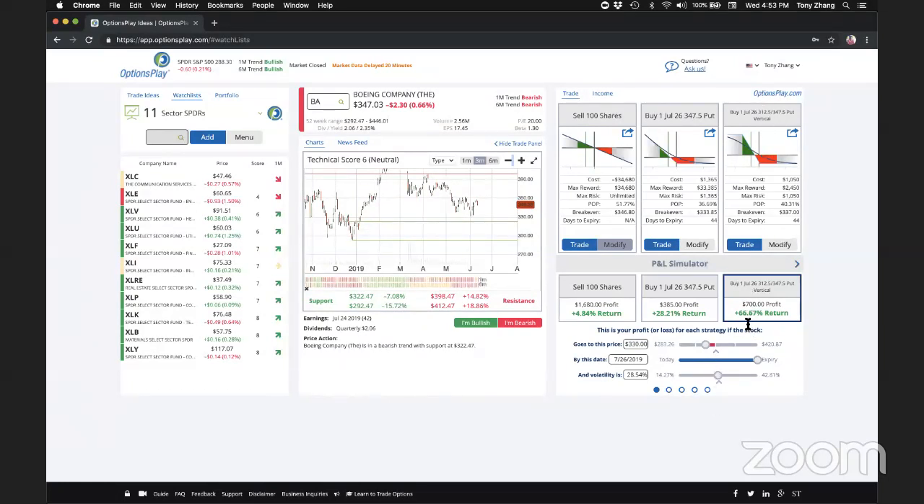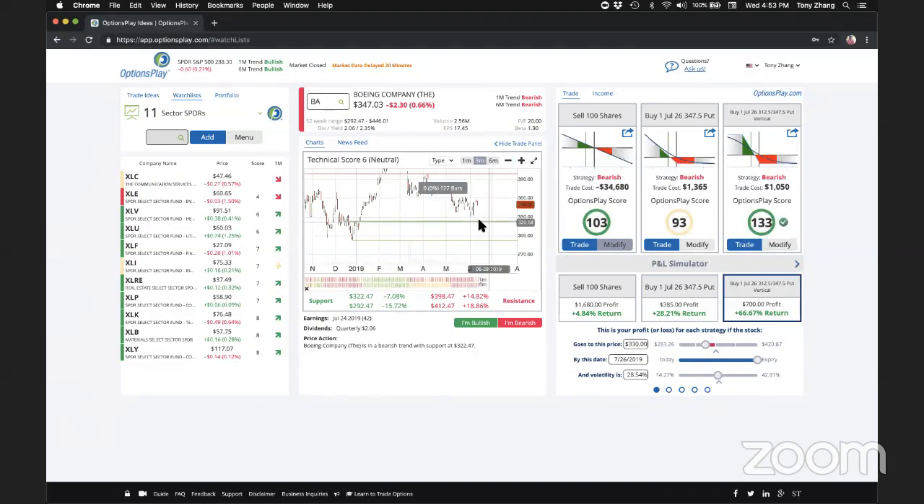And as you can see, if I do that, I increase my returns from 385 to 700. So almost double the returns. And because it cost me less to get into the trade, the returns are actually more than double. These are the types of strategies that you typically see. And I can say, okay, what happens if the stock moves down to 322, which is that support level? As you can see, things get really magnified. Just that $300 that I saved goes from an 86% return to a 142% return.